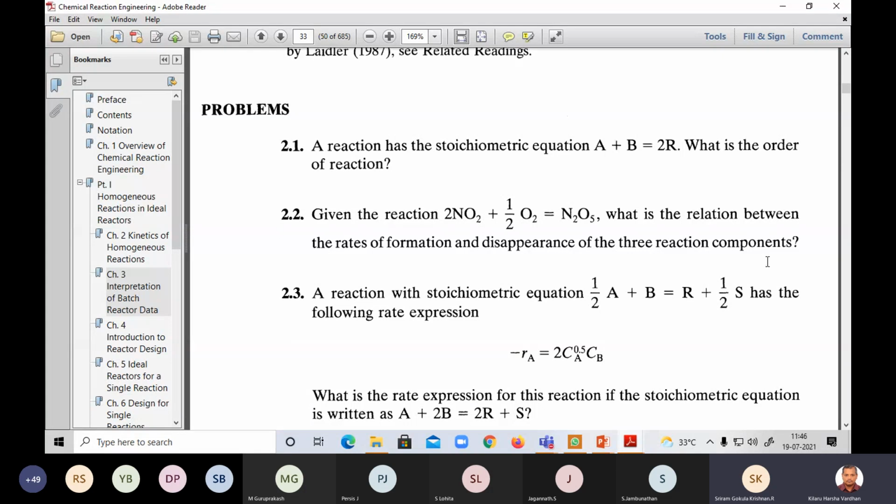Any other student can give the correct answer, or will agree or disagree with him. Number 39, you're there. He's telling A plus B gives 2R, the order of the reaction is 2. Is it correct or wrong? 39. Number 40. Forty-one.